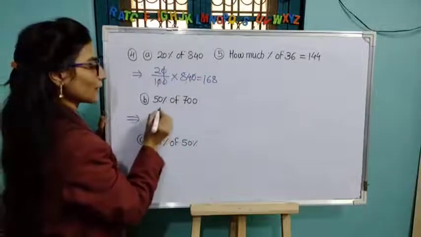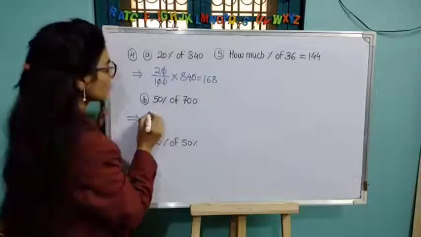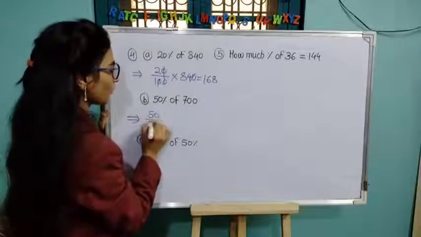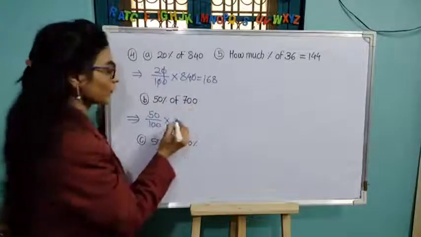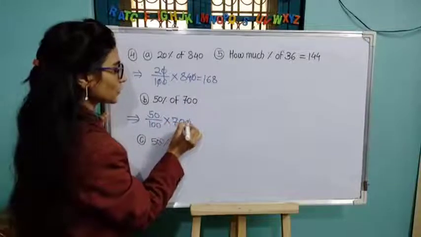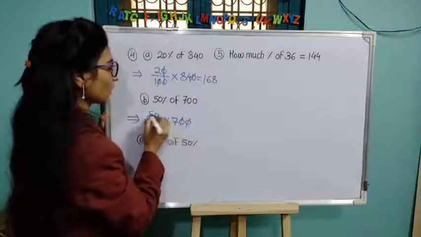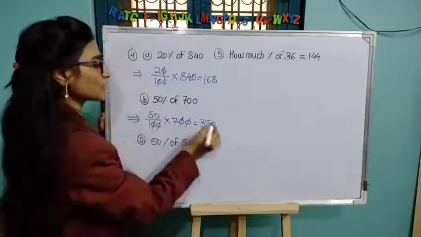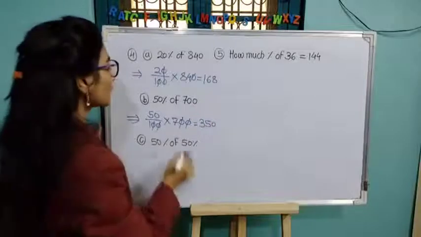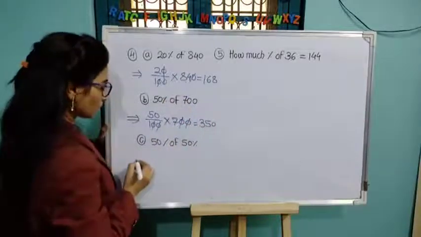Similarly, we can solve this example. Here 50% is given. So how can we write this? 50 upon 100, and "of" means multiplication, and 700 we write as it is. So this 0 gets cancelled with this one, and 5 into 7 is equal to 35, and this 0 as it is. Okay, so in this way you can solve this example.